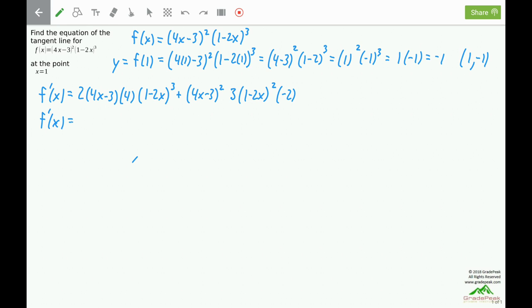We only need to simplify this as much as needed to be able to plug in. So the next thing I'm going to do is just multiply the numbers. I have a 2 and a 4. Let's put those in the front here. So 8 times (4x minus 3) times (1 minus 2x) cubed. And then for this next one we have a positive 3 and a negative 2. And altogether that'll be a negative 6. And then we have (4x minus 3) squared and (1 minus 2x) squared.